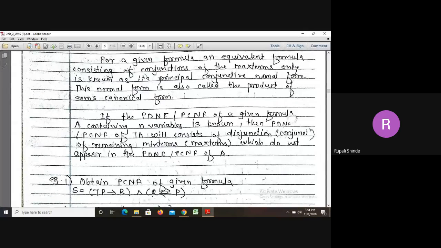We have seen this statement: if your formula consists of conditional or biconditional, then first of all we have to write its equivalent formula that will consist of and, or, negation. That means if your formula has a conditional or biconditional, first remove it. Now check here how we can remove this first conditional. What is the equivalent formula for this one after removal of this conditional?